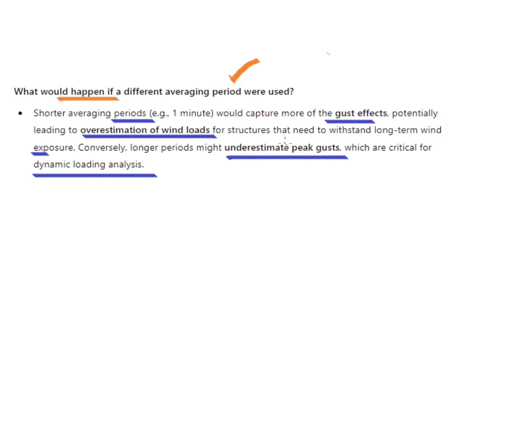So if someone asks you what would happen if a different averaging period were used, you can say that shorter averaging periods, for example 1 minute, would capture more of the gust effects, potentially leading to overestimation of wind loads for structures that need to withstand long-term wind exposure, right? And conversely, longer periods might underestimate the peak gust, which are critical for dynamic loading analysis.